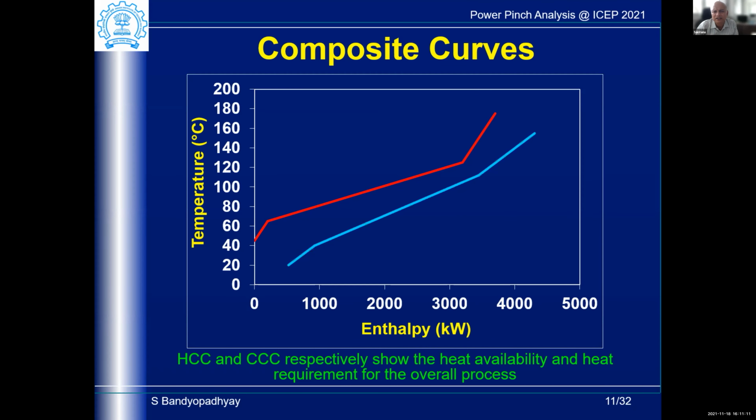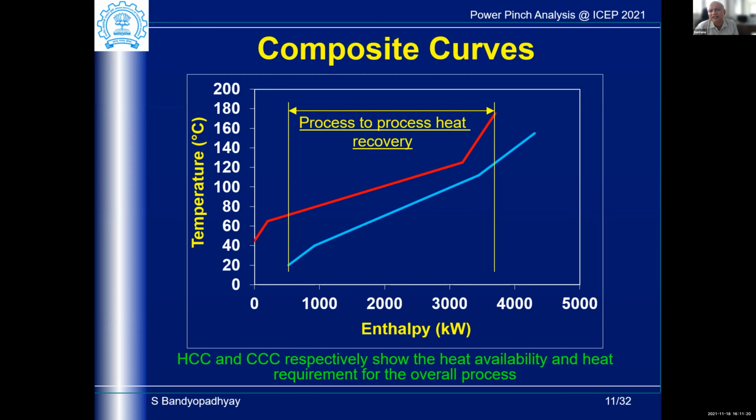So there is a hot composite curve, there is a cold composite curve. And first we can identify that the overlap between them is process to process heat recovery. Okay, how much heat can be recovered? Because in the overlap region of the hot and cold composite curve, heat is coming from the hot streams going to the cold stream. And because they are separated vertically, that means there is a temperature difference. We can see that the cold curve is extended on the right hand side. That means there is a heat requirement, but nothing is available.